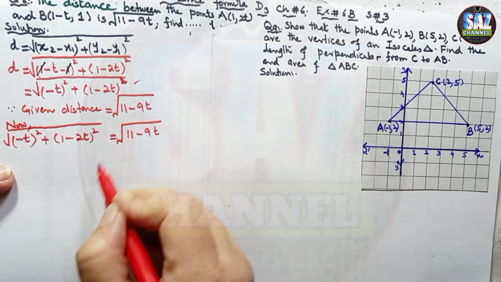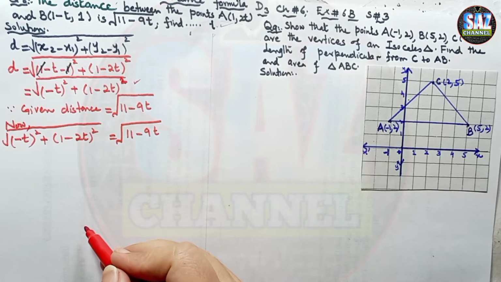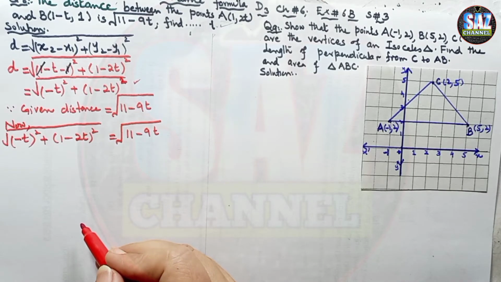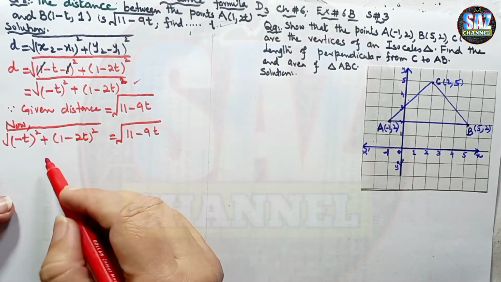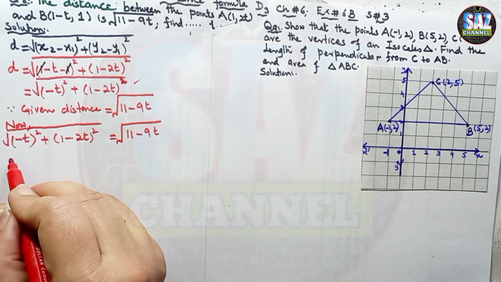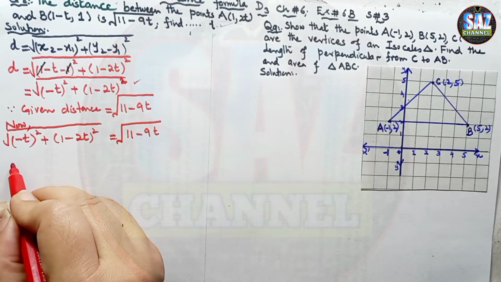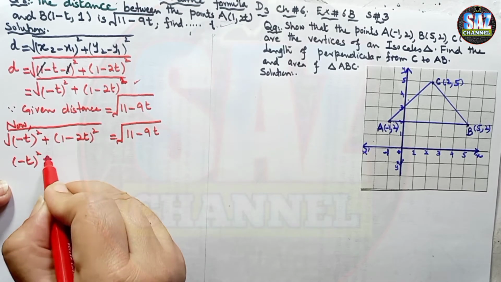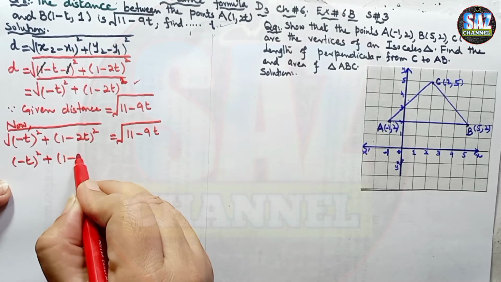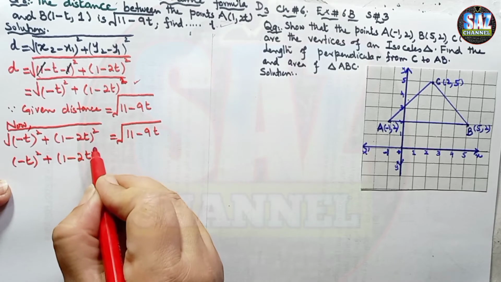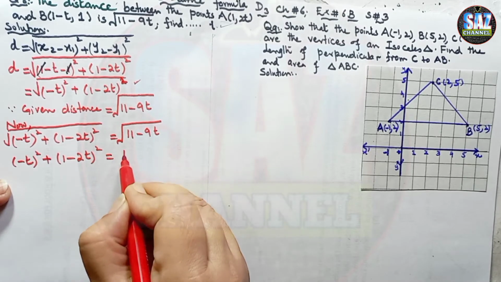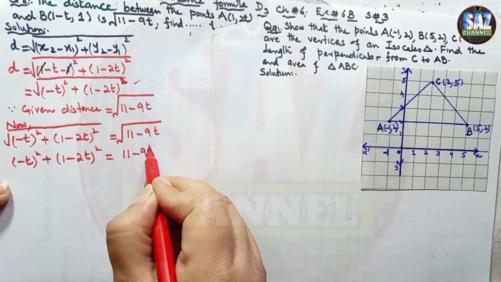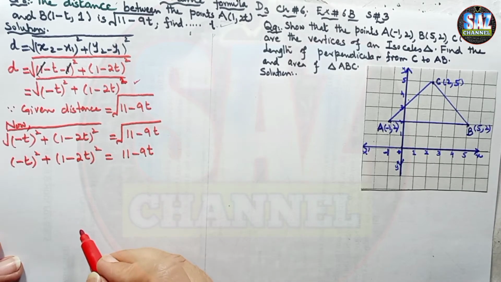Now we can see that the letter we have to find is under the square root. So to remove the square root, we will take square on both sides and the equation will take the form. Now let me simplify this as well. Or let's keep it as it is and we will simplify the whole expression in the same step. After squaring, the equation will take the form 11 minus 9t. Now both sides are free from square root.